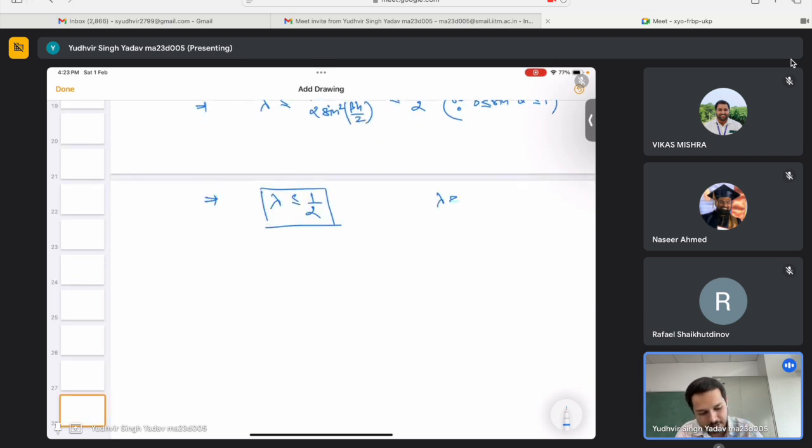So here lambda is nothing but k by h square, where k is the step size with respect to t and h is with respect to the x direction.